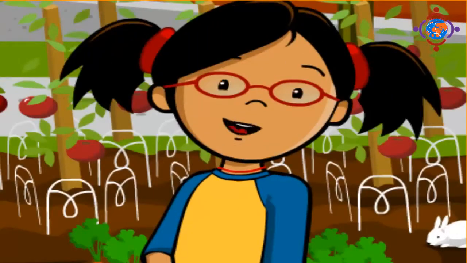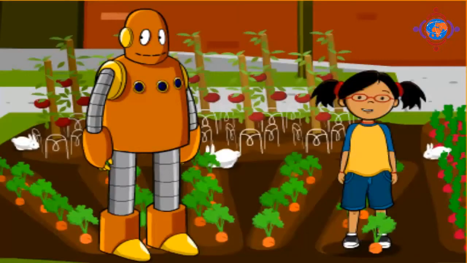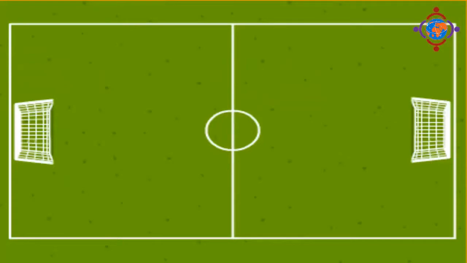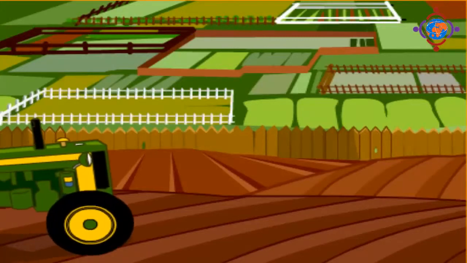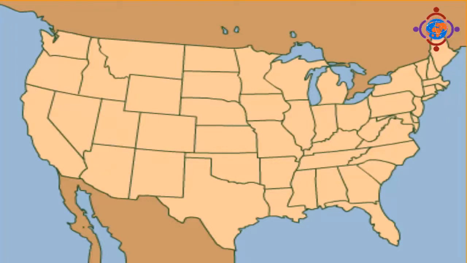What is perimeter? The perimeter is the total distance around something. You can think of the perimeter as an outline around something. The lines in the grass show the perimeter of the soccer field. The fences show the perimeter of each piece of land. The map shows the perimeter of each state.